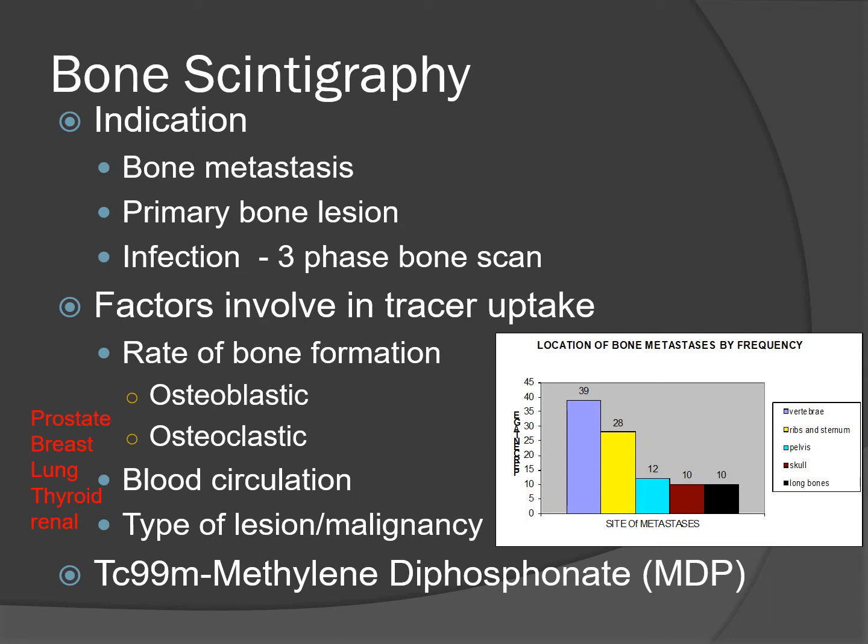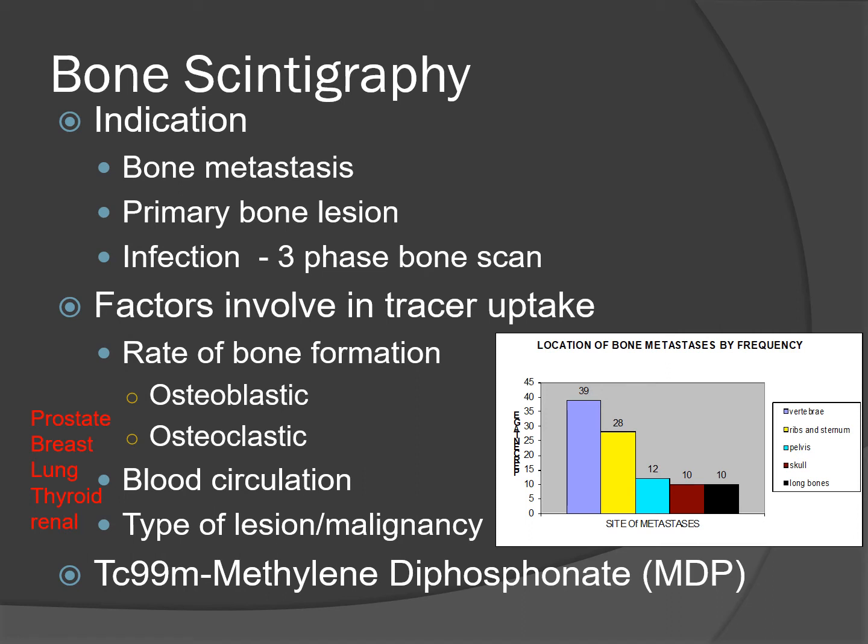Okay, bone scintigraphy, we go to the first nuclear medicine imaging. The indication for bone scintigraphy is to look for bone metastasis, especially in a patient with primary cancer that has metastasized to the bone. We can also use it to detect a primary bone lesion, and sometimes we can detect what we call bone infection or osteomyelitis.